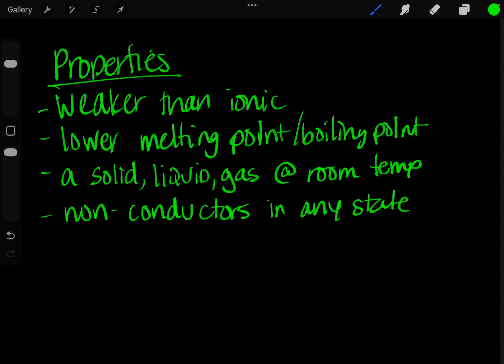Properties of covalent bonds. Covalent bonds tend to be weaker than ionic bonds. They tend to have a lower melting and boiling point, and they are solid or liquid or gas at room temperature. And again, unlike ionic bonds, they are non-conductors. Remember, an ionic bond does conduct electricity, but a covalent bond in any state will not conduct electricity.